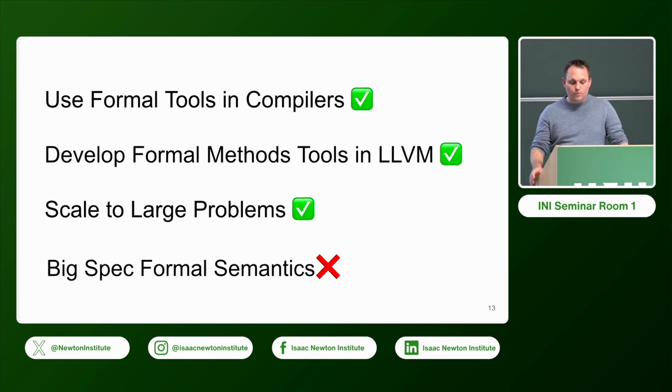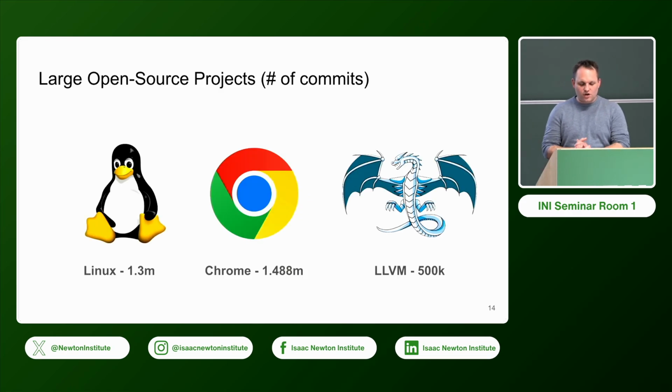And so we have a lot of these formal tools in the compilers, but we had amazing talks earlier about formal semantics for x86, for example. Obviously, what I presented right now is nowhere close to that, right? So the question is, can we get that? And so talking about large projects, Linux has 1.3 million commits, not lines of code. Chrome has around 1.4 million commits. LLVM has, just a second, 500,000 commits since the project started.